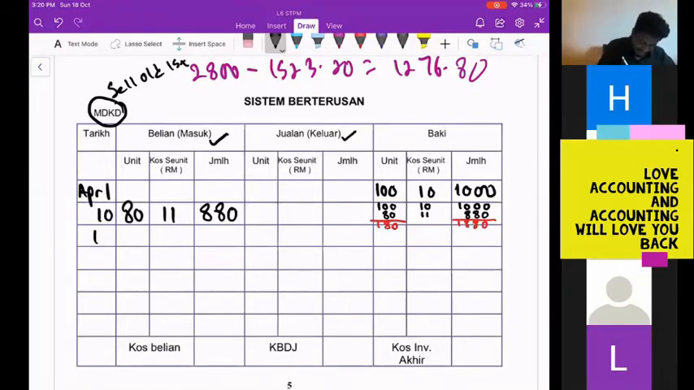On the 18, saya jual. Saya jual berapa unit? 90 unit. So saya jual 90 unit. I have a problem now. This 90 unit yang saya jual, saya ambil daripada 100 ataupun saya ambil daripada 80. Ini adalah MDKD. MDKD means I take the old one to sell first or the new one sell first.